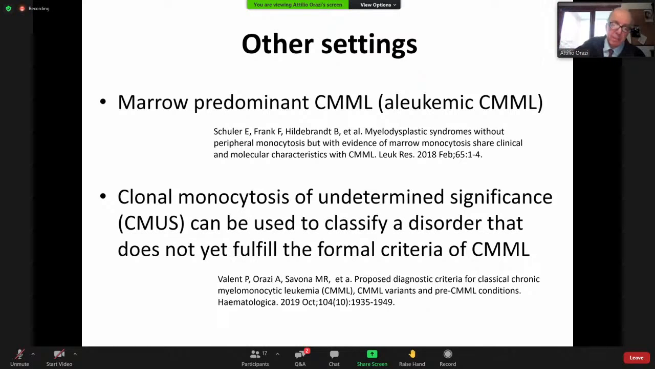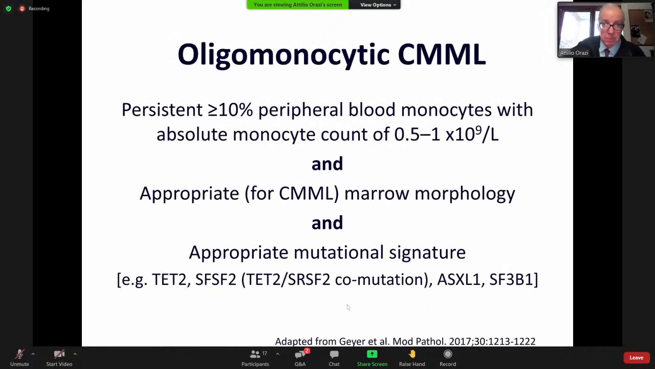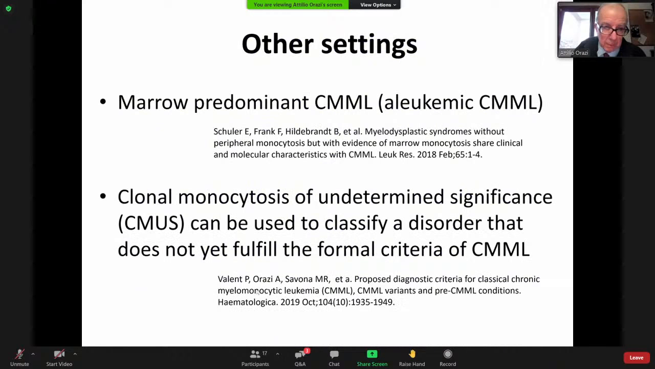I'll give you an example. You have a patient who has, number one here, you have number two, but you don't have the mutation. Mutation is negative, but you have these two. Well, in this situation, it will probably qualify for clonal monocytosis of undetermined significance if you have a cytogenetic abnormality, for example, to support the diagnosis.